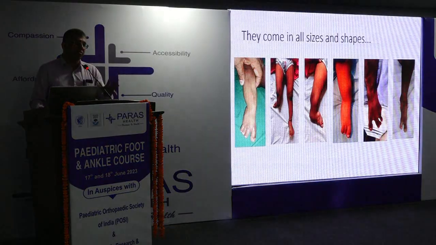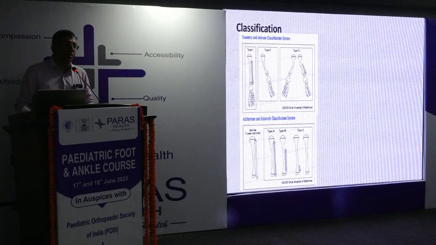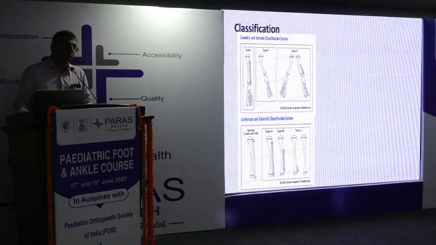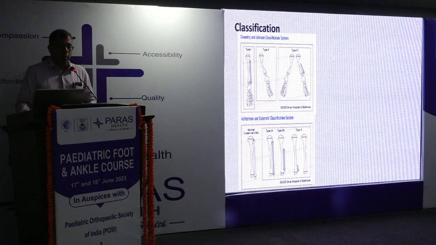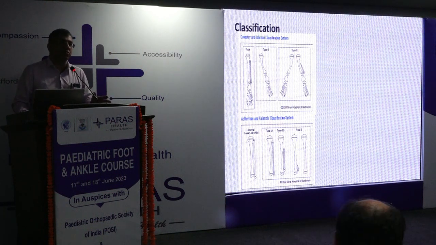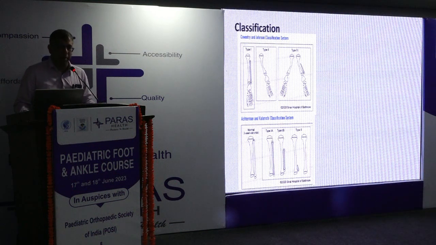Because there is such a varied presentation, it is important that we classify them, and more importantly, the classification should guide us regarding the treatment modality to be adopted. Now, the earliest classifications were described in the 1960s and 70s, that is the Coventry Johnston and Achterman Kalamchi. They were based on the percentage of absence of the fibula. However, these classifications are not of much use clinically, because our decision making is not based on how much of the fibula is absent. It is based on something much more than that.